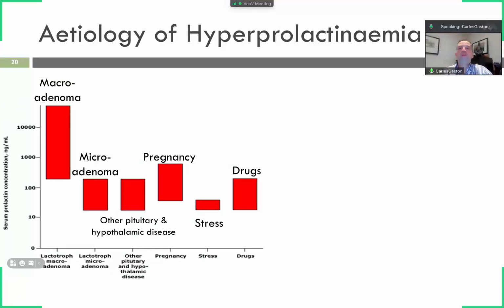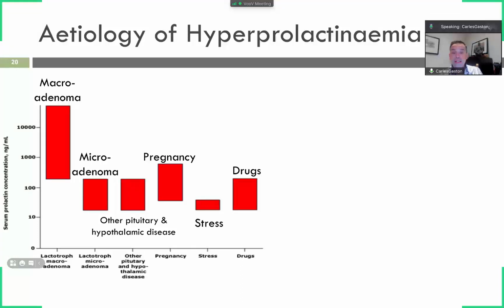So here we have the etiology of prolactinoma, and what you see in this graph is the concentration of serum prolactin in nanograms per mil. And you can see here in the red bar the increase in prolactin secretion of macroprolactinoma. You can see a massive increase in here. With a microadenoma, there is an increase. Also, there is an increase with certain pituitary disease, which stops the inhibitory effect of the hypothalamus.